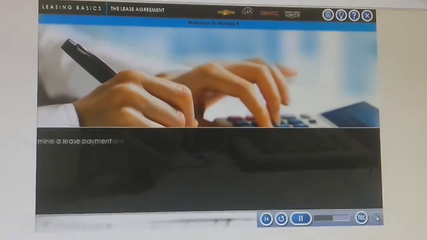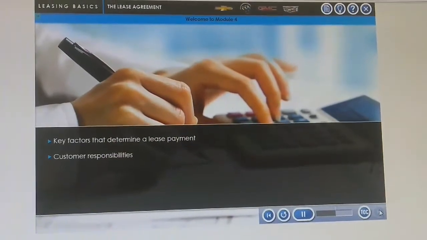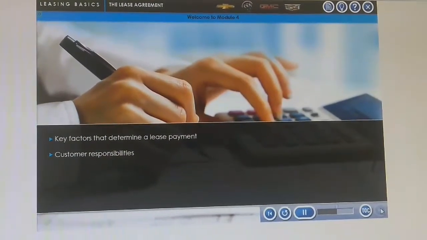Welcome to Module 4. In this module, we'll discuss key factors that determine a lease payment and customer responsibilities in holding up their end of the lease agreement.